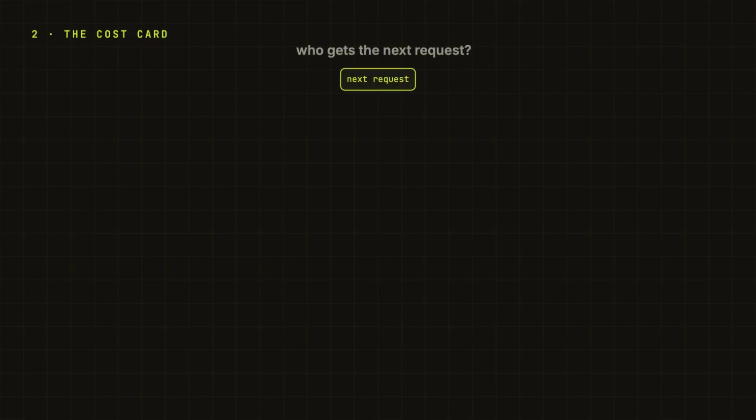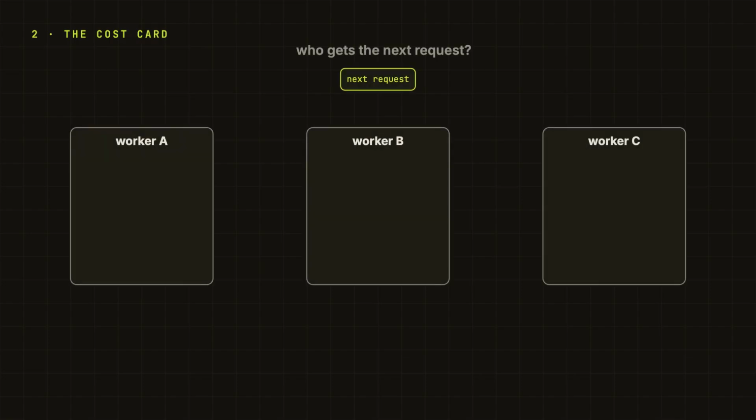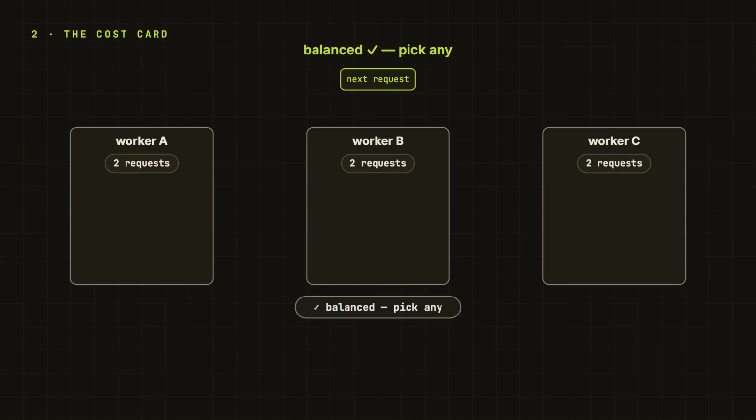So the router is staring at our GPU workers, trying to pick who gets the next request. And the classic load balancer has one favorite number for this: how many requests or connections each worker is currently handling. Fewer is better, send it to the one with fewer. So let us look at our workers through that lens. Worker A, 2 requests, worker B, 2 requests, worker C, 2 requests. Perfectly balanced. The load balancer is happy.